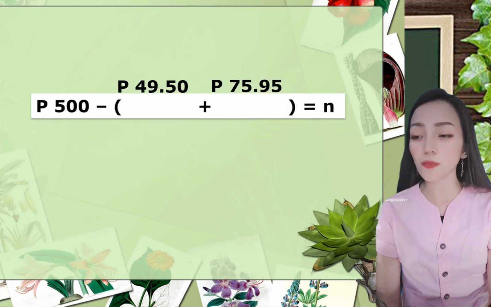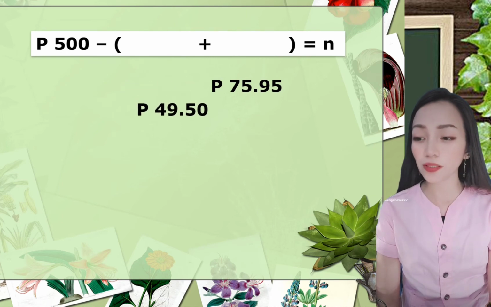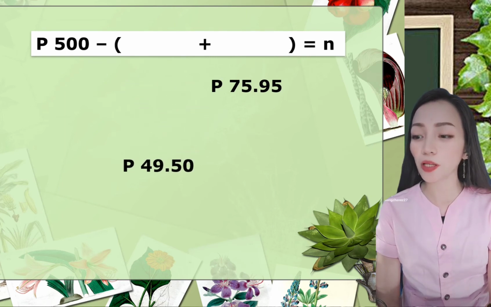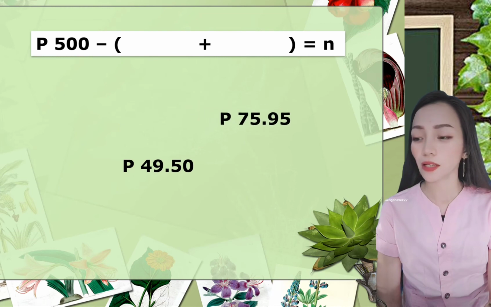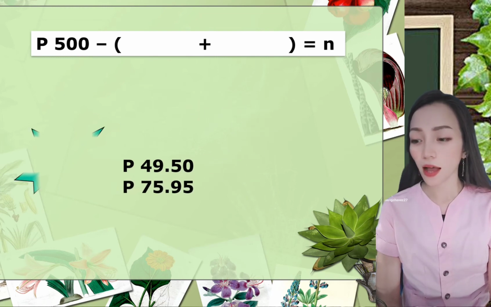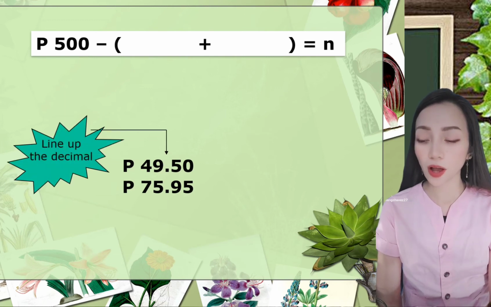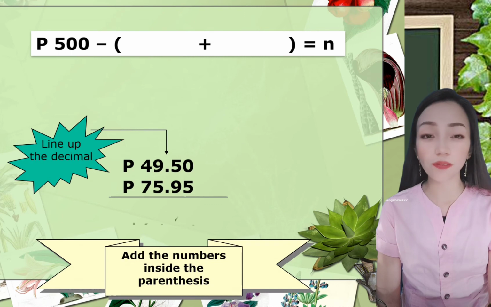First, let us solve the numbers inside the parentheses. 49.50 plus 75.95. Do not forget to line up the decimal. Add the numbers inside the parentheses. So the answer is 125.45.